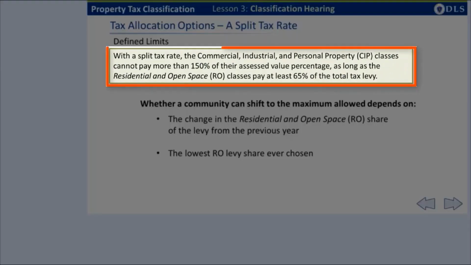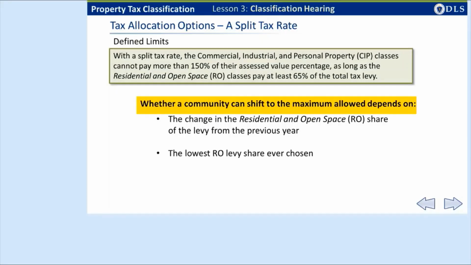With a split tax rate, the commercial, industrial, and personal property, or CIP classes, cannot pay more than 150% of the assessed value percentage, as long as the residential and open space classes pay at least 65% of the total tax levy. Whether a community can shift to the maximum allowed depends on the change in its residential and open space, or RO, share of the levy from the previous year, and also on the lowest RO levy share ever chosen.